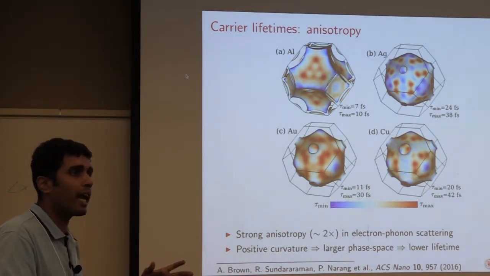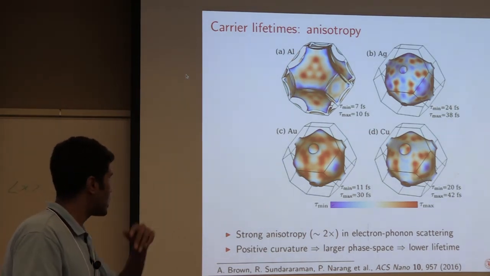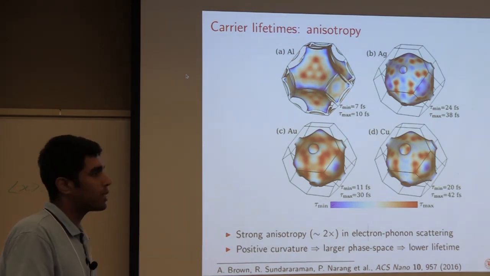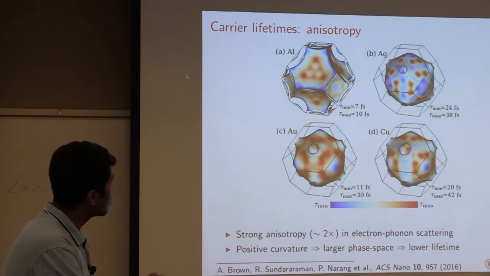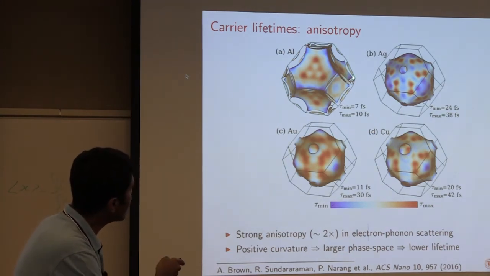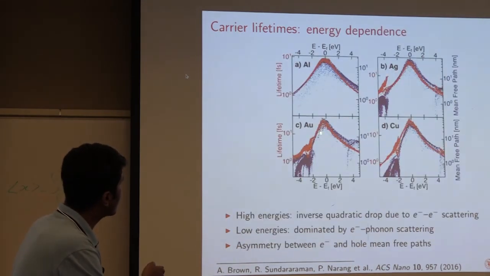So all of this again has to do with phase space. It has to do with how many pairs of electrons are available that conserve momentum with a phonon and also conserve energy, right? So the number of states changes depending on whether you have a positive or a negative curvature, right? So this factor of 2 to 3 spread at a given energy due to anisotropy is what is showing up here.